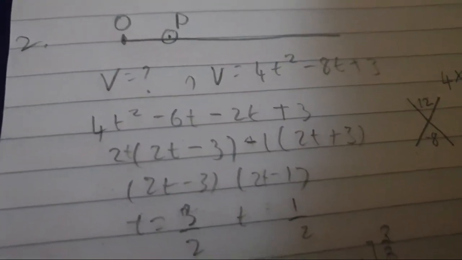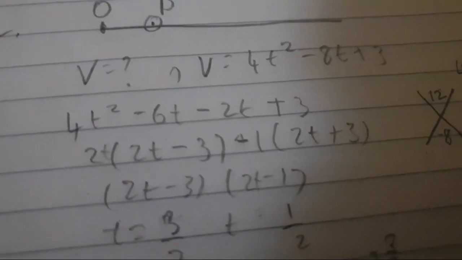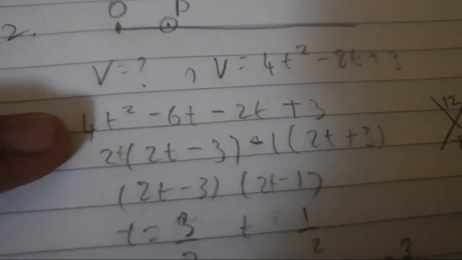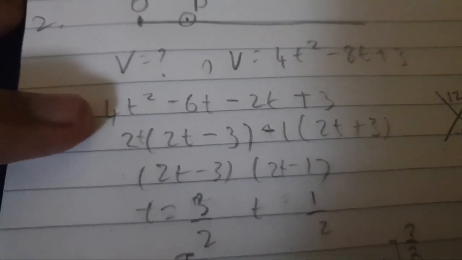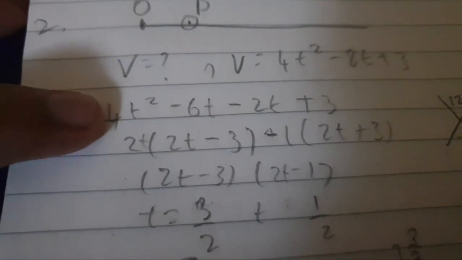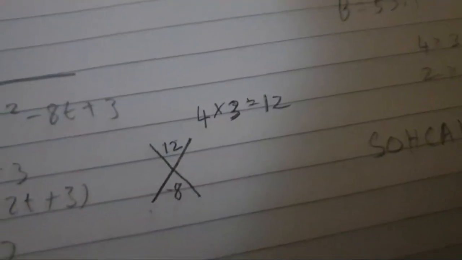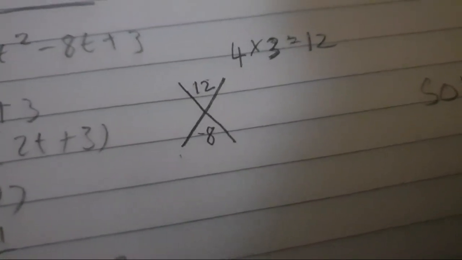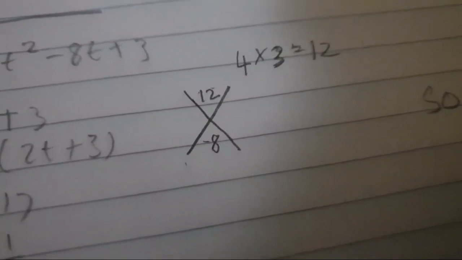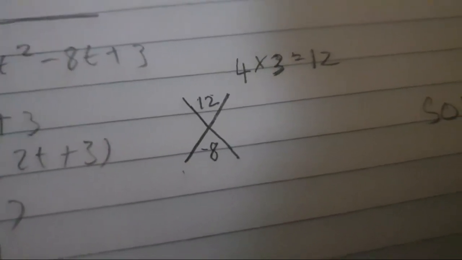To do this, I took 4 times 3 to get 12. The reason I multiplied 4 times 3 is because the coefficient here is not equal to 1. If you get a coefficient greater than 1 here, you must multiply the coefficient with this term here. This term is c, and thereby you multiply it to get 12. So my product is 12 and my sum is minus 8, and I should find what sums up to minus 8 and gets the product to 12.